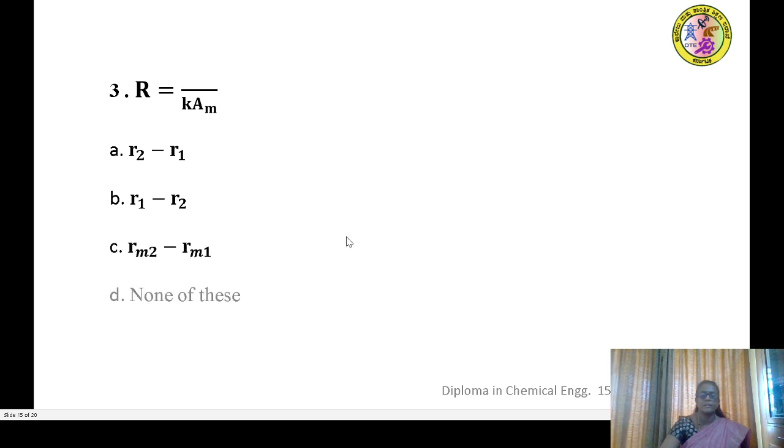R is equal to dash divided by KAM. So what should come in the numerator? Is it R2 minus R1? Is it R1 minus R2? Is it RM2 minus RM1? Is it none of the above options? So R2 minus R1 is the right answer.